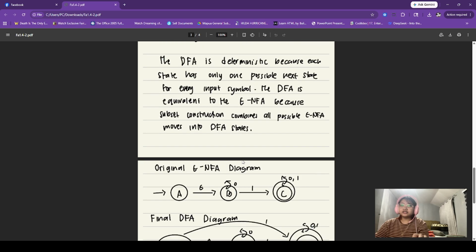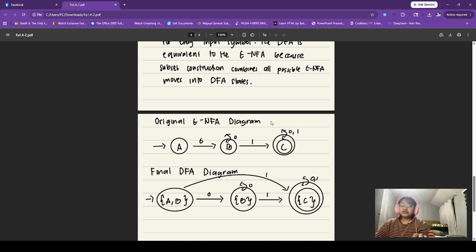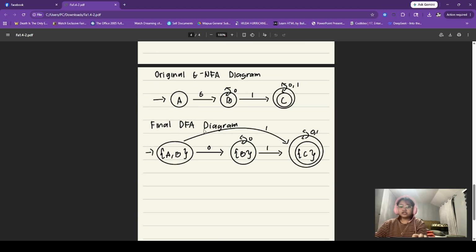And here is also the original epsilon NFA diagram for question number 2 and the final DFA diagram for question number 2.